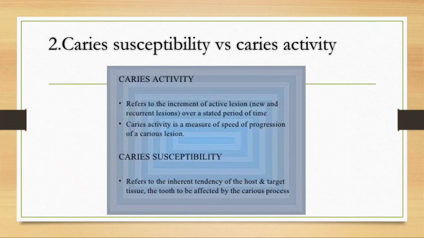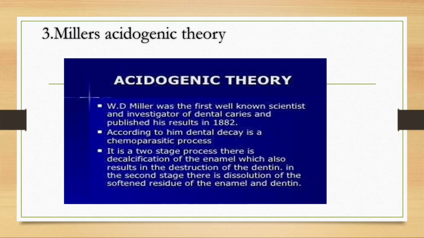So what is the difference between caries susceptibility and caries activity? Caries activity is the increment of active lesions. It could be new or recurrent over a period of time. Okay, so it is a measure of speed of progression. So how fast it is progressing, that is activity. Whereas caries susceptibility is the inherent tendency of the host and target tissue to be affected by the caries process. That is the difference.